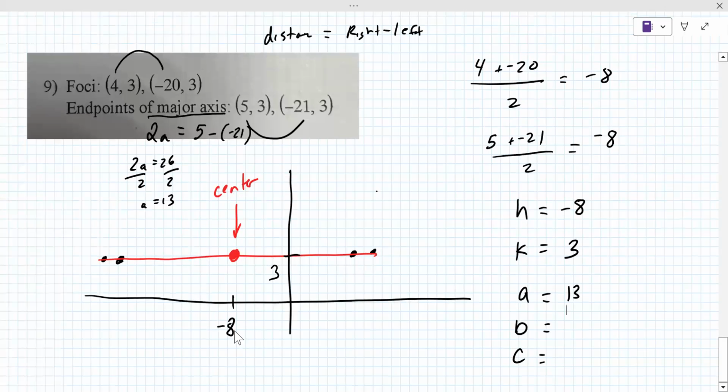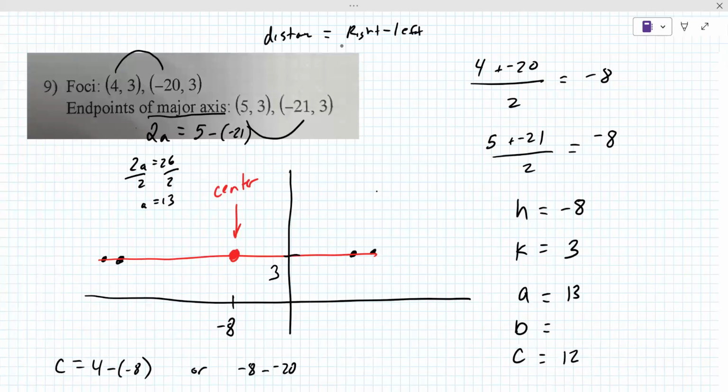So you can think of it as, to get to minus 8, how far away am I if the foci is at minus 20 or positive 4? It should be the same distance apart. You can do the right minus left thing again. You could do 4 minus a minus 8, or you can do minus 8 minus a minus 20. They both give you 12.